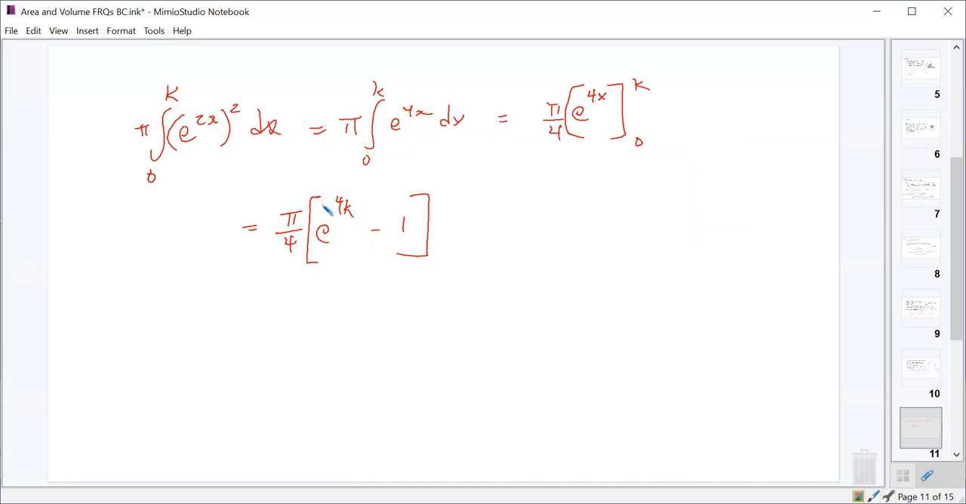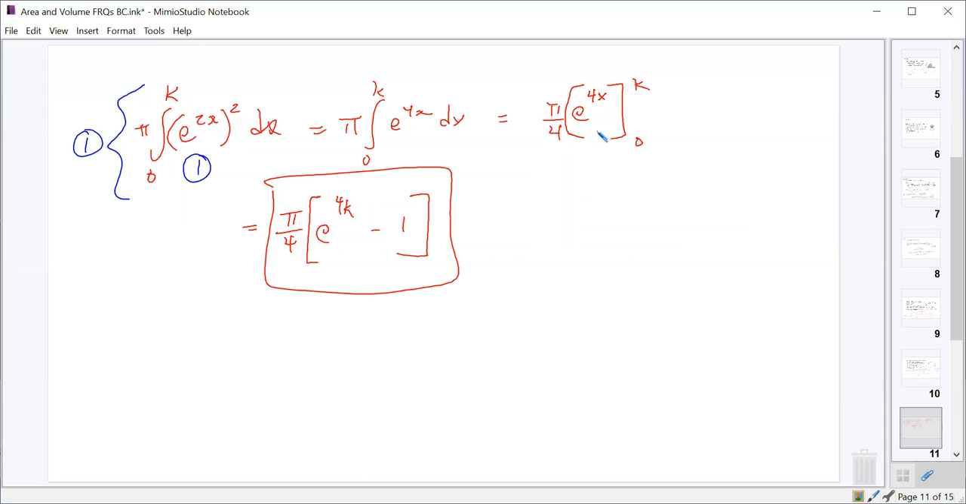If you want to distribute your pi over 4 through, that's fine. Everybody good with that? 1 point for having the correct setup for the integrand, 1 point for having the right limits and constant there, 1 point for correctly getting this antiderivative, and 1 point for evaluating from 0 to k. Any issues there?